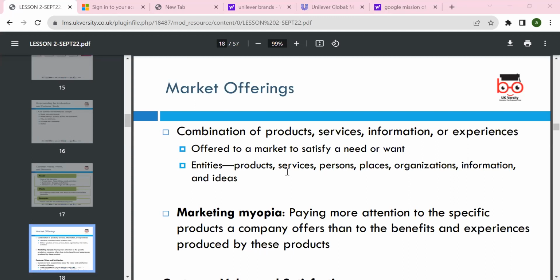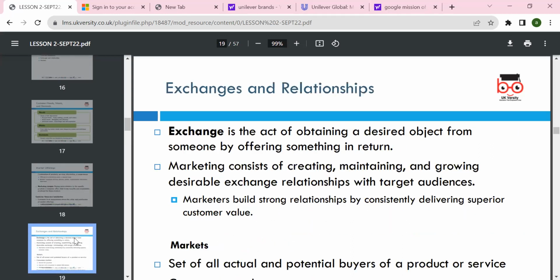So marketing offers a combination of products and services. Marketers pay more attention to the specific product the company offers, and they carry on looking at these closely and monitoring, which we have to do. Otherwise, we can't respond to the customer.